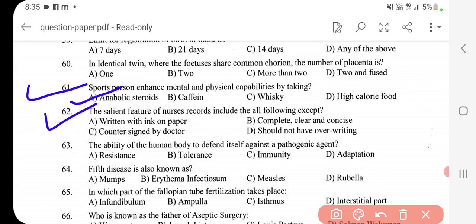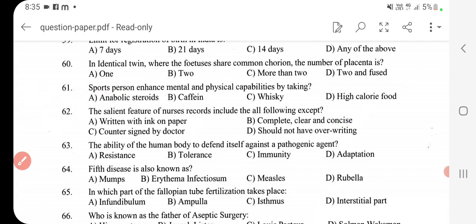Next, 62. The salient features of nurse's record include the following except. Written with ink on paper, this is also permitted. Complete, clear and concise. Countersigned by the doctor, should not have overwriting. So right answer is, which of these should not be there? Written with ink on paper.